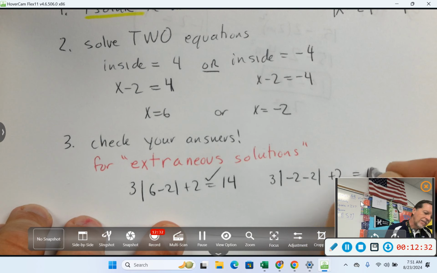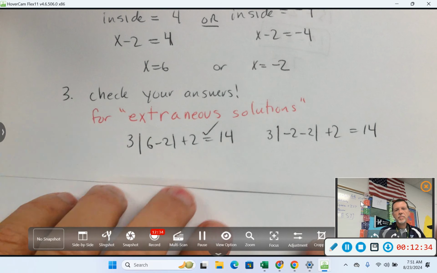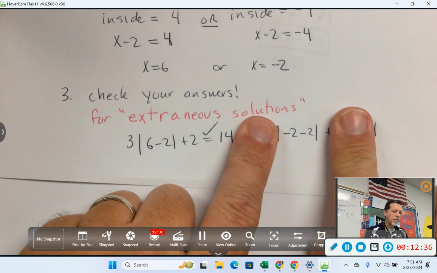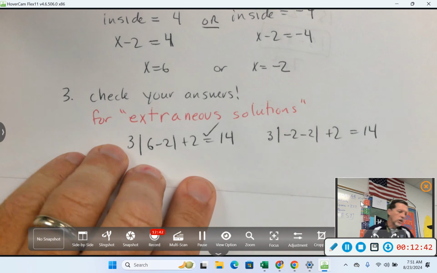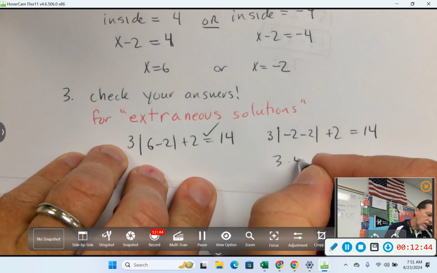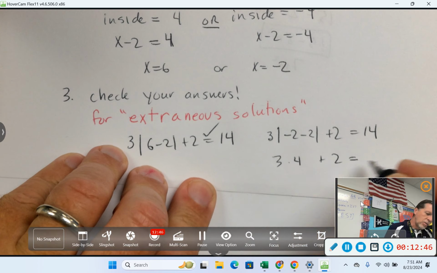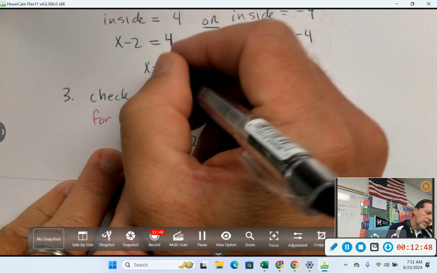Checking the negative sometimes messes people up. So one thing at a time here. -2 minus 2 is? -4. Absolute value of -4 is 4. And then 12 plus 2 is 14. So they both work.